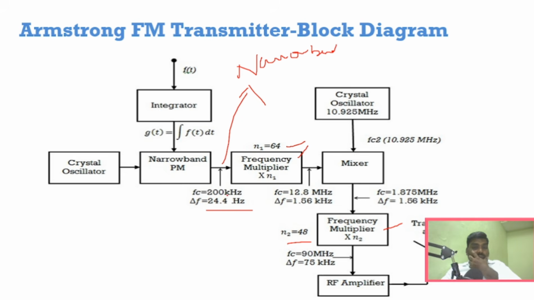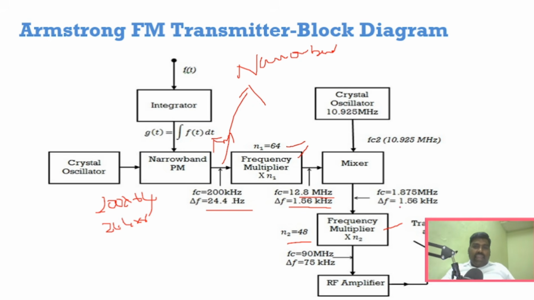Now you send this to the frequency multiplier, and you know what a frequency multiplier will do. Here we already have the narrowband FM, and the frequency of the carrier is 200 kilohertz. We are using the frequency multiplier, and the multiplication factor N1 is equal to 64. So 200 kilohertz into 64, and also 24.4 hertz into 64. We will obtain a carrier frequency of 12.8 megahertz and a frequency deviation of 1.56 kilohertz. And as I said before, the frequency multiplier not only increases the carrier frequency but also increases the frequency deviation.